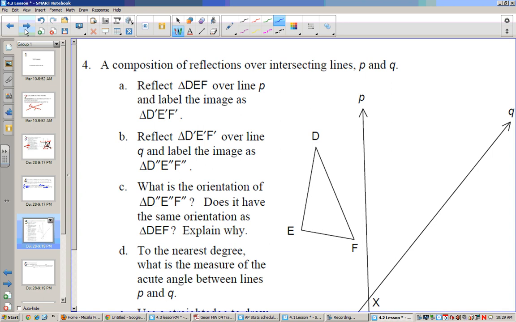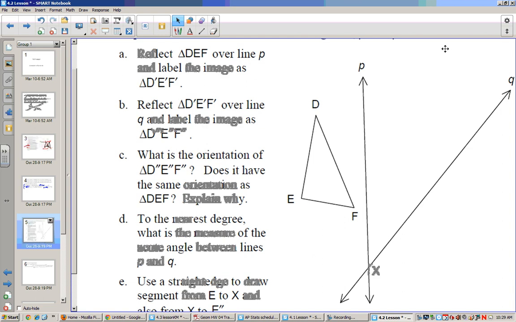All right, so now let's go to number 4 in your packet. We're going to start with DEF and we're going to reflect it over line P. So pause the video, do all of number 4 on your own, and then check to see if you're correct.